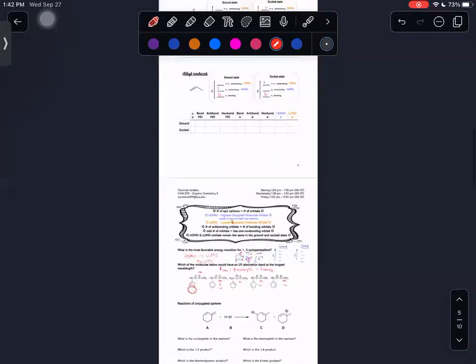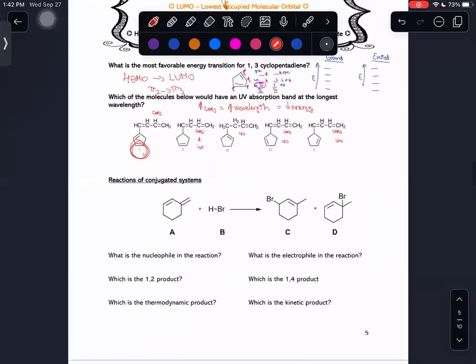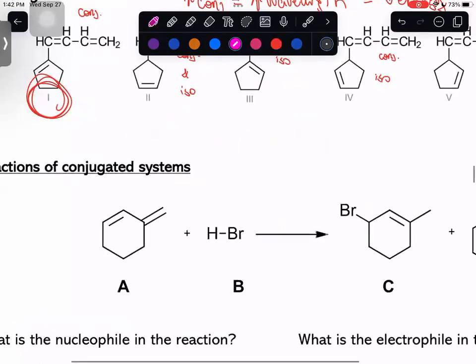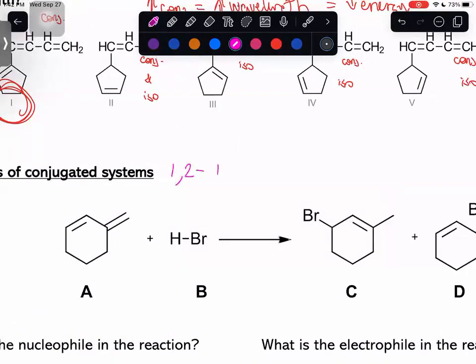And that's going to come into play whenever we talk about our 1,2 and 1,4 reactions, which is the first set of reactions that we are going to learn. Okay, let me just write it. It's 1,2 and 1,4 addition reactions.